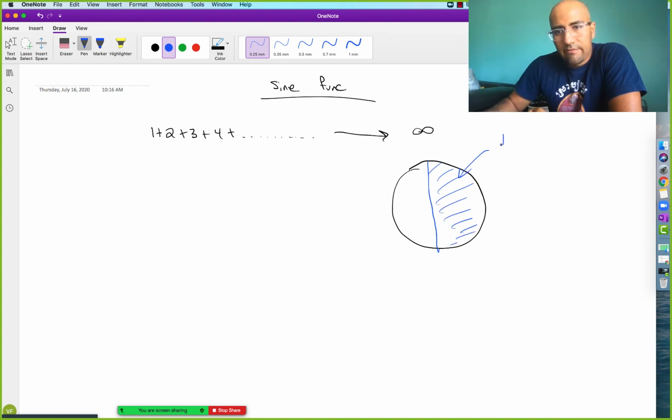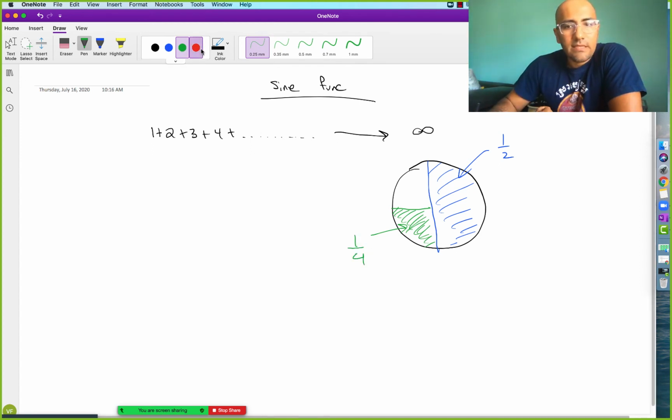So this is half. And then on day number 2, we eat half of what was left over. So we take this leftovers and we eat half of that. So half of a half. So this is going to be 1/4 of the pizza. And then on the next day, we take half of what was left over, right? We just keep chopping it in half. So on this next day, we eat 1/8.